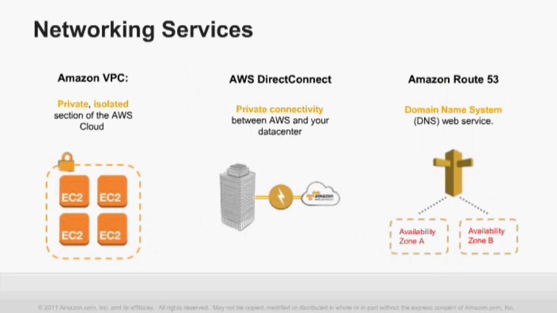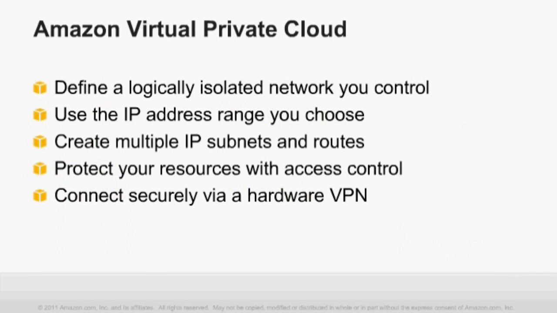What we're going to focus on right now is Amazon Virtual Private Cloud. This lets you define a logically isolated network in the AWS cloud that you control. So this means you can continue to use the IP address range that you choose that fits into your existing on-premises network environment. You could create multiple IP subnets and multiple different routes. You could protect your resources with access control, whether that's security groups, which are akin to firewalls, or network access control lists. And then you can also very easily connect securely via a hardware VPN. This makes it very easy to think of the AWS cloud as a seamless extension to your existing network.